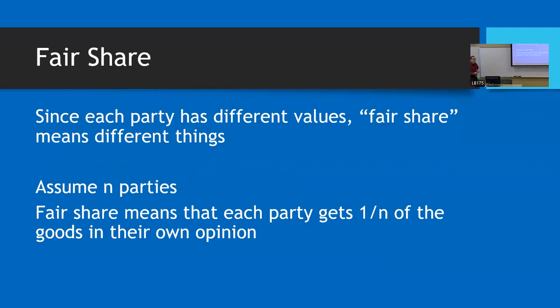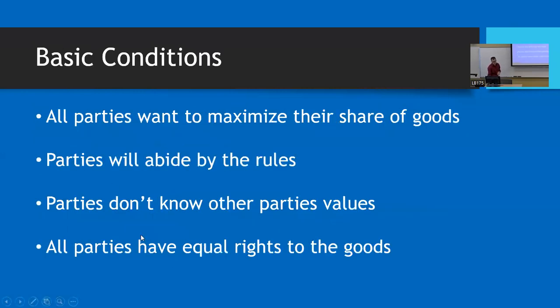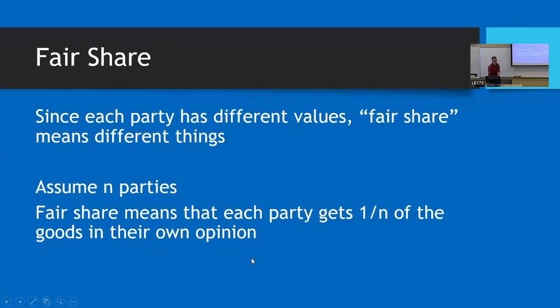Now, here's the interesting aspect. Since each party has different values, a fair share is going to mean different things to different people. So if we assume, like we did in our last point, that all parties have equal rights to the goods, if you have N parties, like if you have five individual pirates in this case, the fair share means that each party gets 1/N, or in our case, 1/5 of the goods in their own opinion.